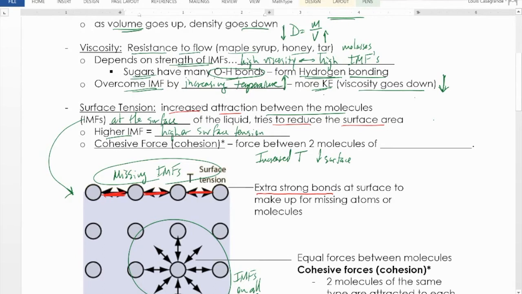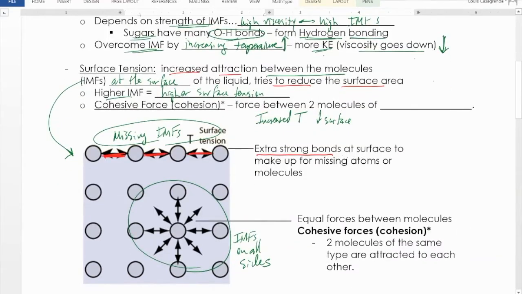Now, surface tension is one of a class of adhesive, or I'm sorry, not adhesive, cohesive forces, or forces of cohesion, in which we're looking at a force of attraction between two molecules of the same type. And that says it down below as well. So we're looking at cohesive forces, or forces of cohesion, two molecules of the same type that are attracted to each other. And this happens in all materials, and is stronger when you have higher intermolecular forces, and again will decrease as temperature goes up.